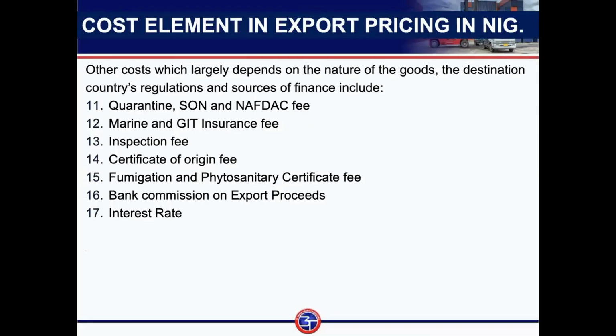Some other ones include quarantine, SON, NAFDAC, depending on the nature of the item you are shipping, marine and goods in transit insurance, inspection fee, certificate of origin fee, fumigation certificate, and phytosanitary certificate. Then bank commission. Bank commission is no more; banks don't charge again, unless you are doing maybe a bill for collection, or a letter of credit. But if you are doing open account or cash against document, banks don't charge. For interest rate, the bank will still charge interest if you are using a loan.